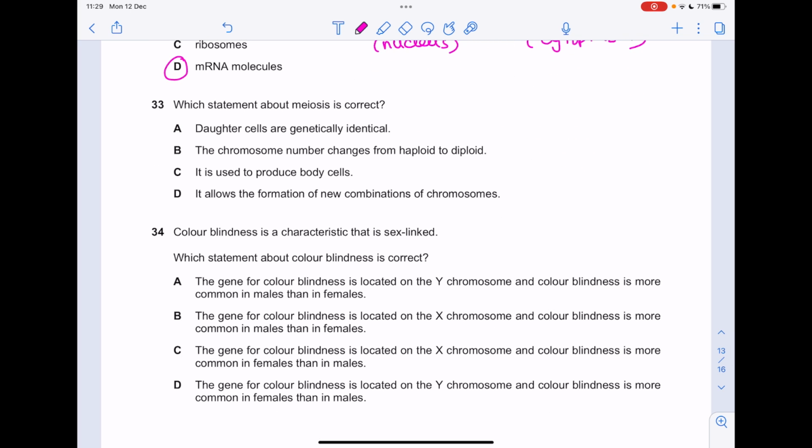Which statement about meiosis is correct? So remember, meiosis makes 4 genetically different daughter cells, which is why we can't be picking the option that says identical. Because you have 4 daughter cells, it means that you go from having diploid cells to haploid, because they contain half the number of chromosomes, so that's not correct because it's going the wrong way. It is used to produce body cells, that's wrong. It's used to produce gametes, which are sex cells, sperm and eggs. It allows the formation of new combinations of chromosomes. For sure, the whole point of meiosis is to introduce genetic variation.